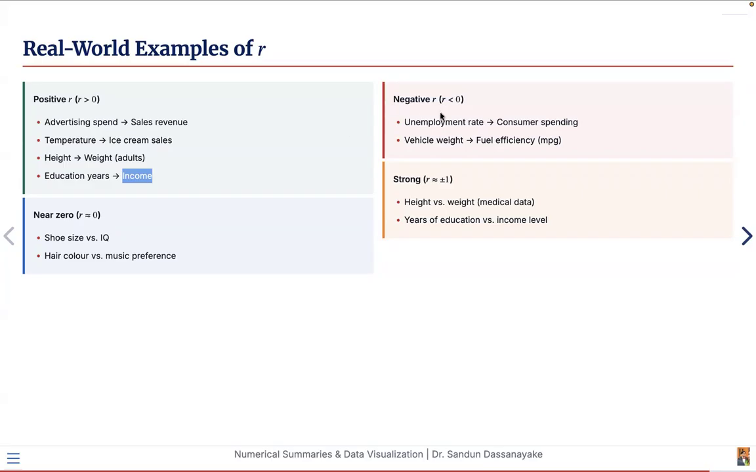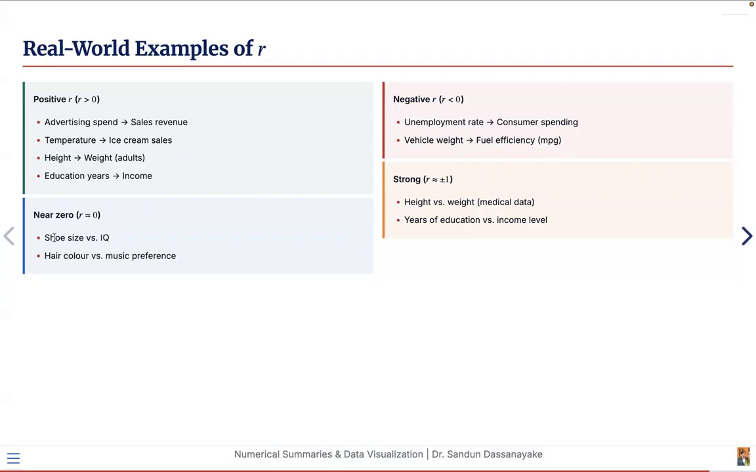Negative: unemployment rate increasing means consumer spending is going to be less, because people don't have money to spend. Vehicle weight increase means fuel efficiency is going to go down, because when the weight of the vehicle is high, you need more energy to drive the vehicle. So your fuel efficiency goes down. So strong R, around ±1: height versus weight, medical data, years of education versus income level.